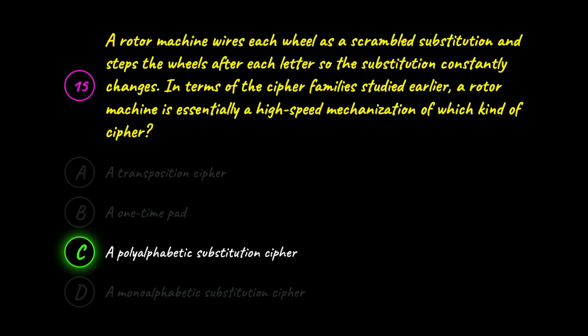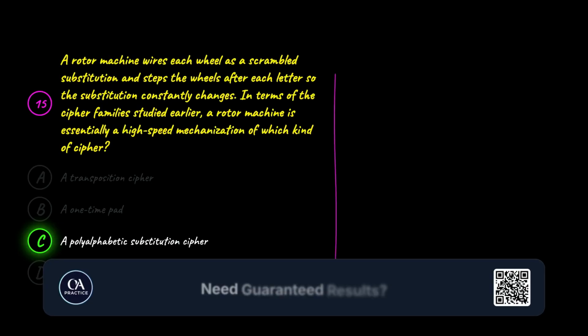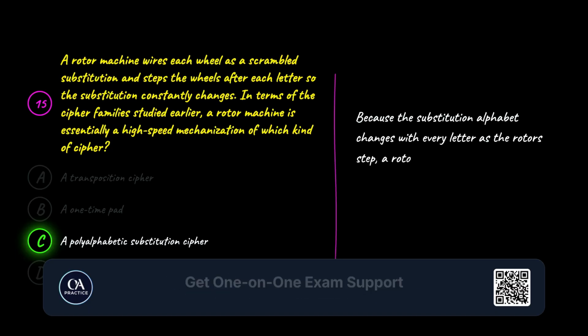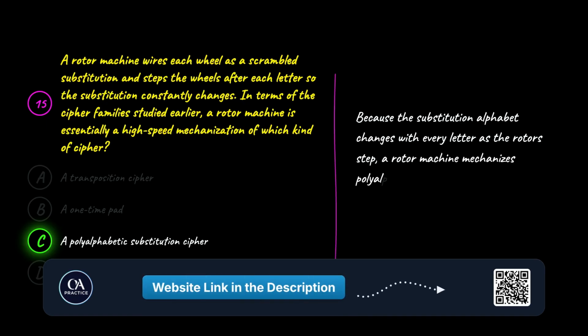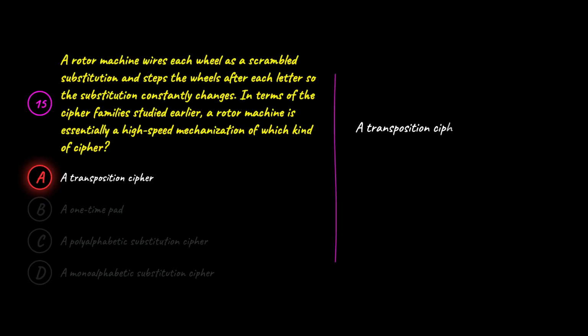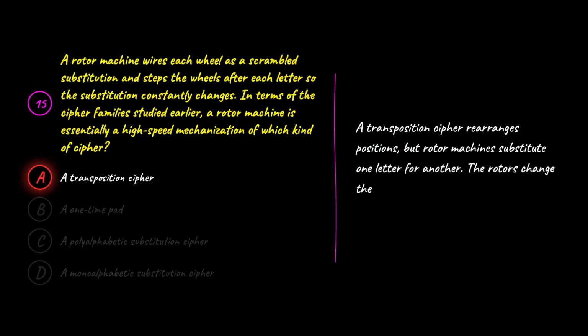The correct answer is C. A polyalphabetic substitution cipher. C is correct because the substitution alphabet changes with every letter as the rotors step. A rotor machine mechanizes polyalphabetic substitution at high speed. It is the mechanical descendant of the visionary idea of a changing alphabet. A is wrong because a transposition cipher rearranges positions, but rotor machines substitute one letter for another. The rotors change the identity of letters, not merely their order.